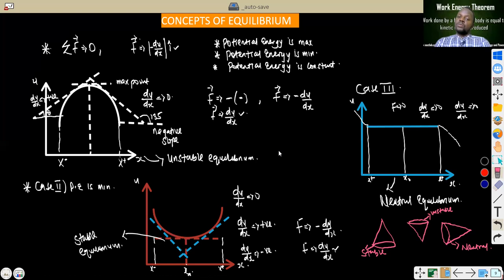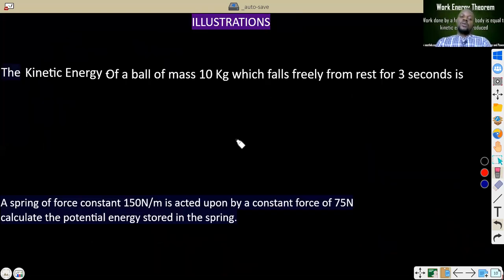In that, we only deal with numericals, and the things we've learned from concept class now come in question class, and this is what we have on the channel. So guys, we quickly move to the last phase, which is the last slide of this section, on illustrations. As you can see, the first question says the kinetic energy of a ball of mass 10 kg, which falls freely from rest for 3 seconds is dash.